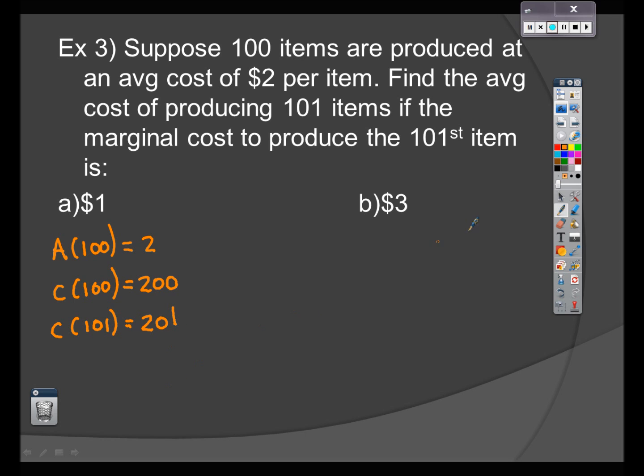My new average cost is going to be my cost function divided by my quantity, 201 divided by, I am now making 101 items, and this is going to give me $1.99.